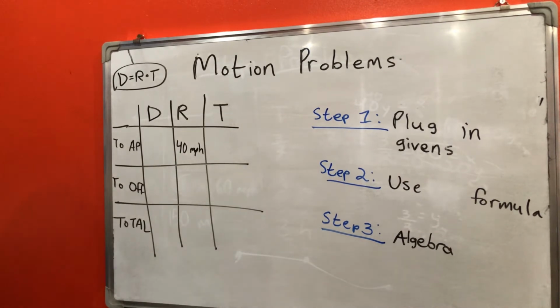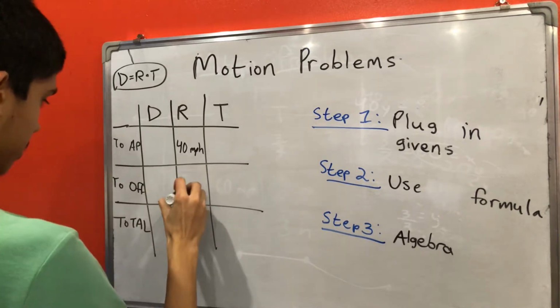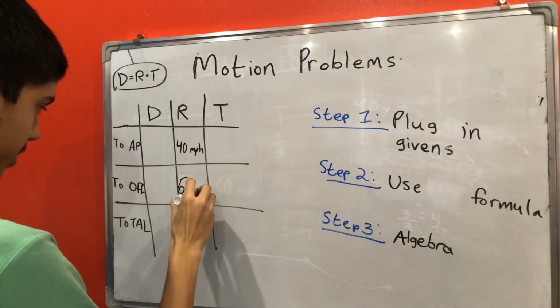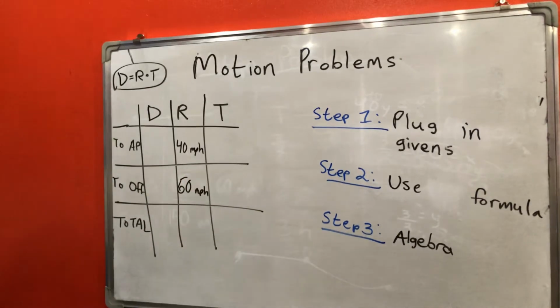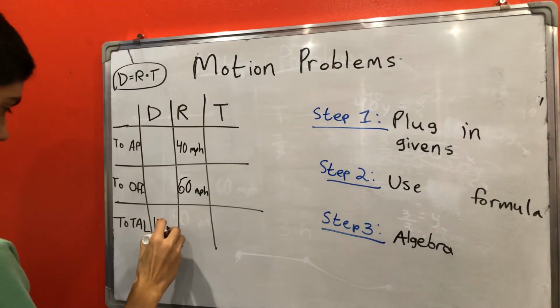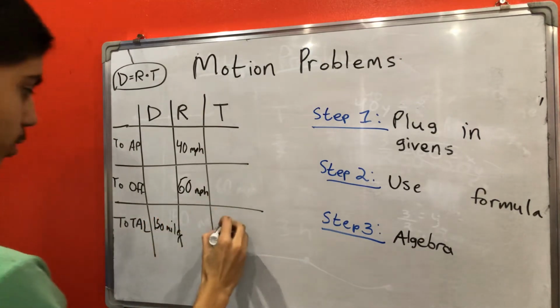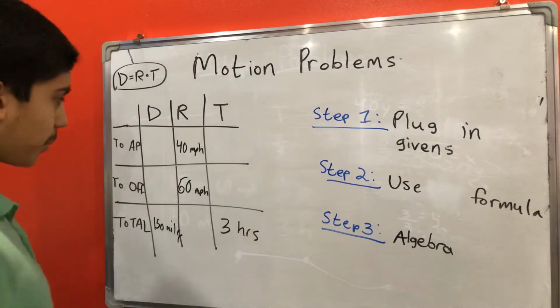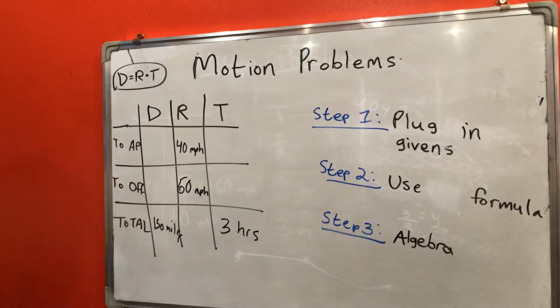And then to the office, it was 60 miles per hour, 60 mph. Okay, and they also told us that the total distance is 150 miles. They also told us the total time is 3 hours. But they want us to know what is the distance to the office.